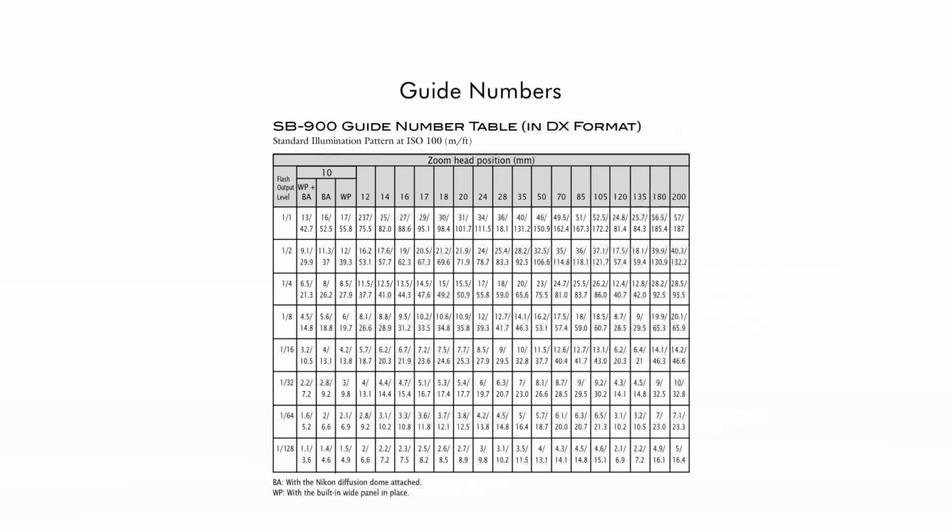A flash's guide number represents the amount of light it will produce at a certain ISO and zoom head position. The higher the guide number, the more powerful the flash. This table for the SB900 tells you the guide numbers for the flash when you're shooting at ISO 100 on a DX format camera and using the standard illumination pattern. You can find a guide number table for your speedlight in its manual.